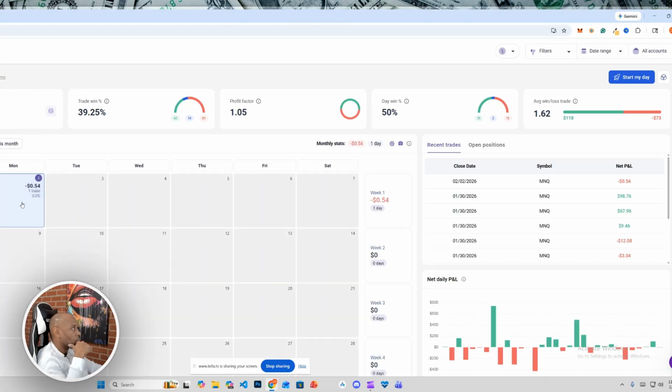All right, that ain't too bad. It's pretty much break even, right? For my trade today, 54 cents I lost. I'm not mad at that. Of course, I wish I would have held it, but we're not working with no wishes, man.